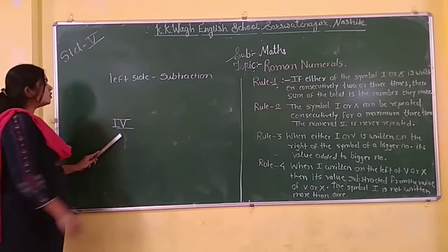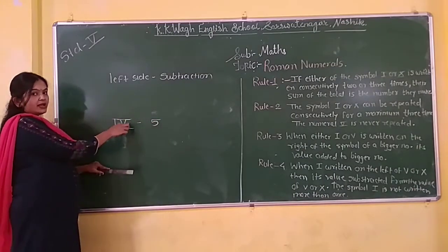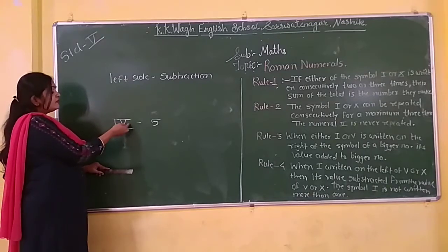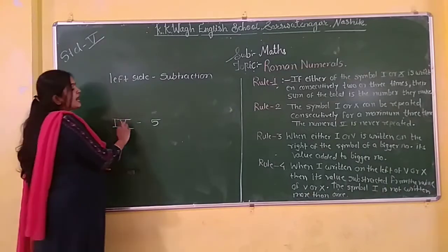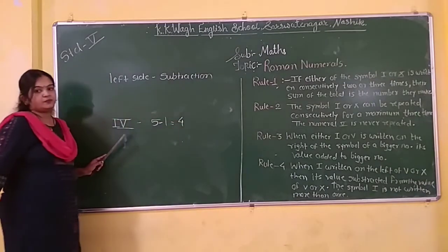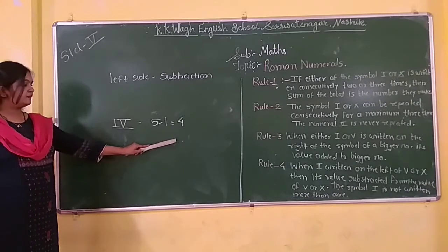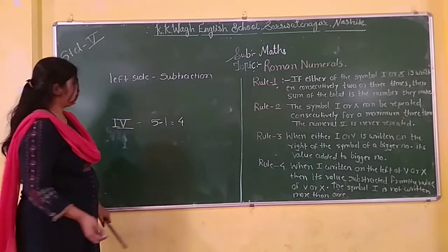You know very well the value of V is 5. If I put I here, then it is 5 minus 1. So this is the symbol of 4. This is the symbol of 4. Understand? We will take another example.